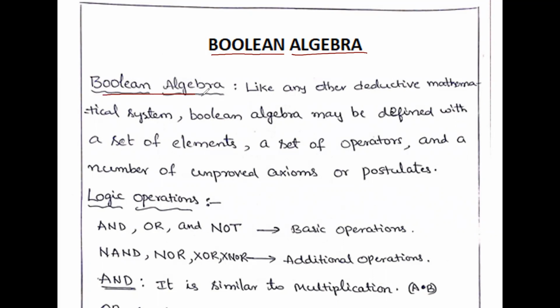This Boolean algebra is identical to mathematical algebra, and was invented by the scientist Boole. Boolean algebra is made up of several parameters. The first parameter is a set of elements. The second one is a set of operators and a number of unproved axioms or postulates.